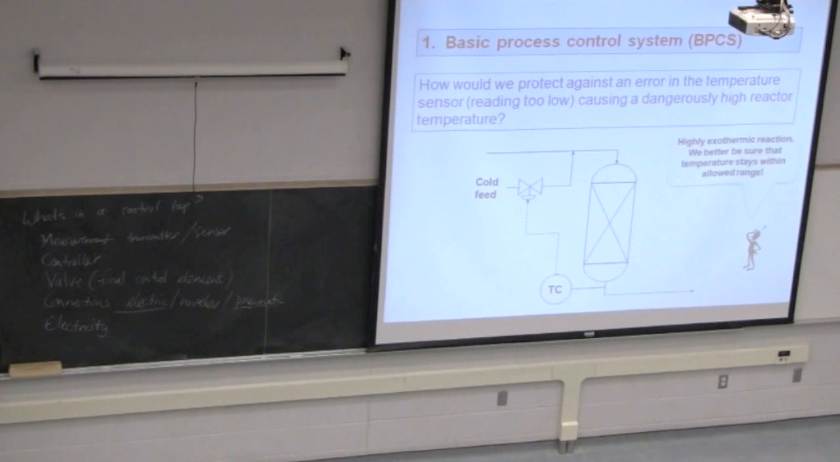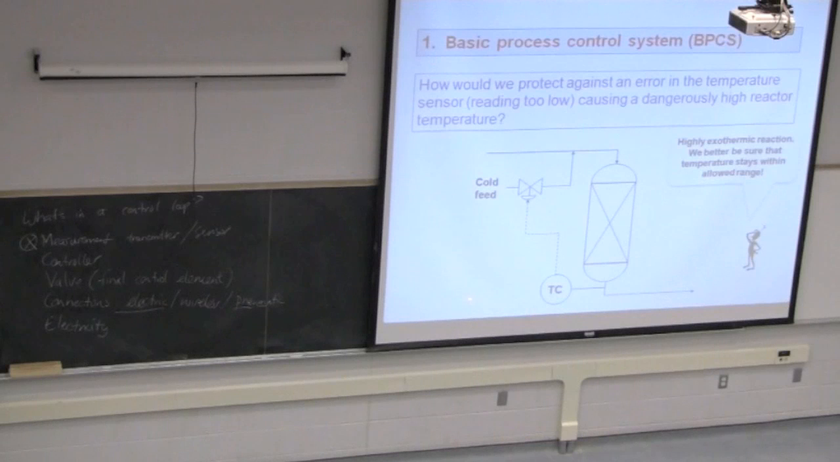And I'd asked the question, what happens if TC breaks? What if that temperature sensor breaks? This guy fails. We still have electricity, we still have our connections, we still have our valves, we still have our controller, but this measurement sensor breaks. What can we do? Firstly, we answered last class, what happens? What was the answer to that question? What happens if the temperature sensor breaks and reads 0 degrees Celsius?